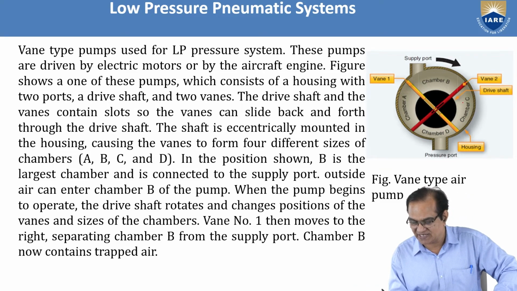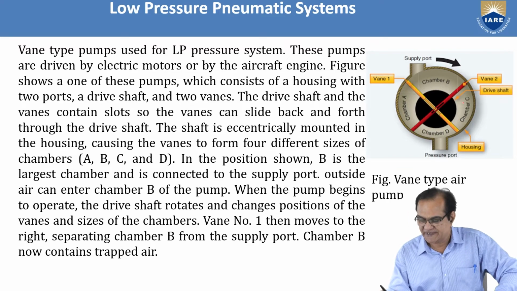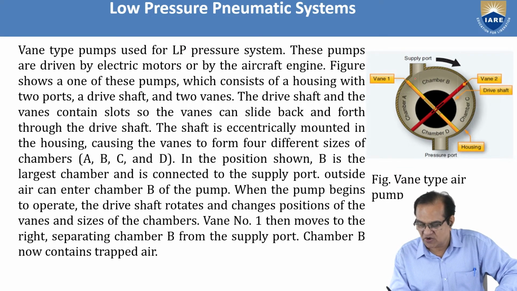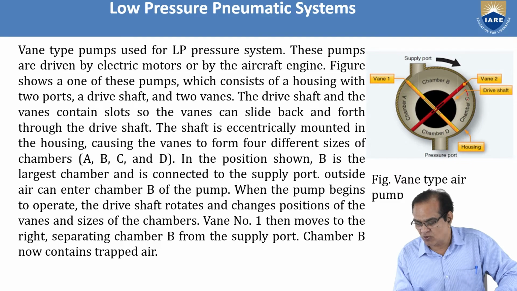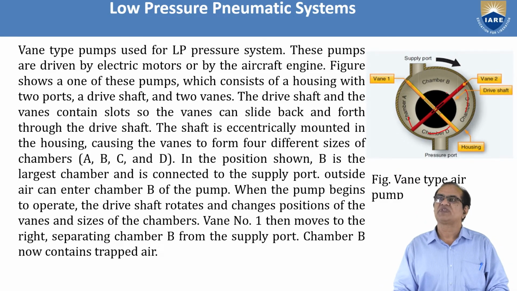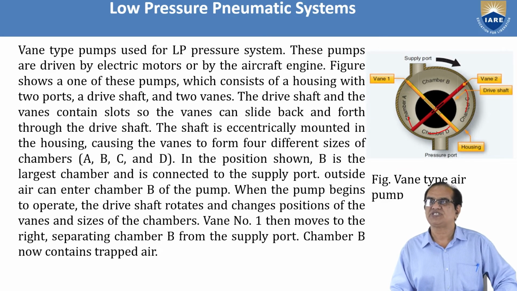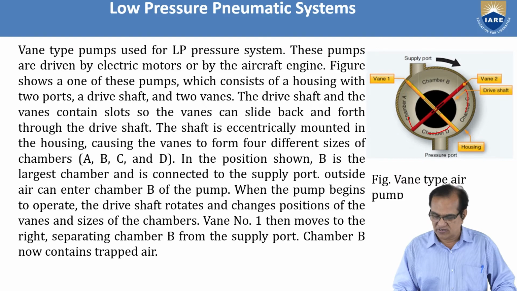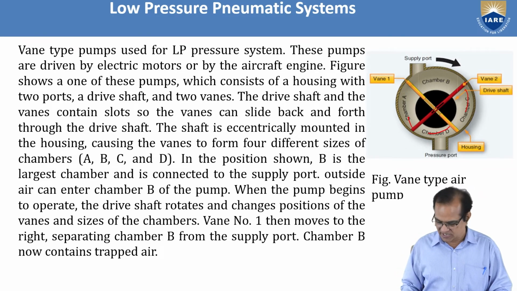So you can see here this is the supply port, and this is vane 1, vane 2, chamber B. Here you can see it has more area. As you move from this side to this side to this side, the area is reducing and the pressure is increasing. So this is the function of the vane type of pumps, and they are directly attached to an electrical motor. In this way we can use this type of pressure system for low pressure devices.